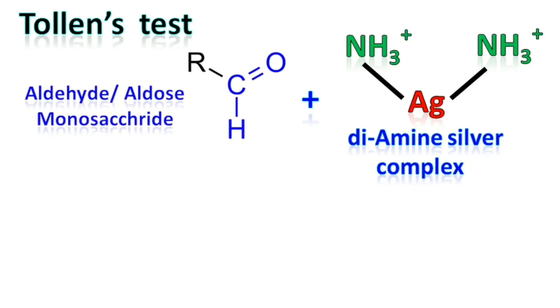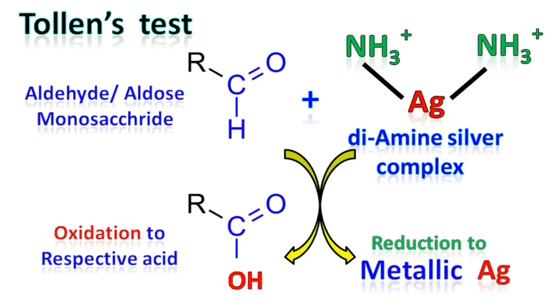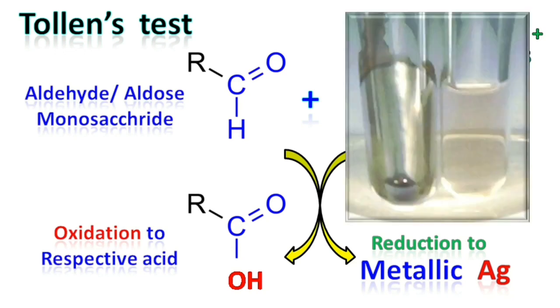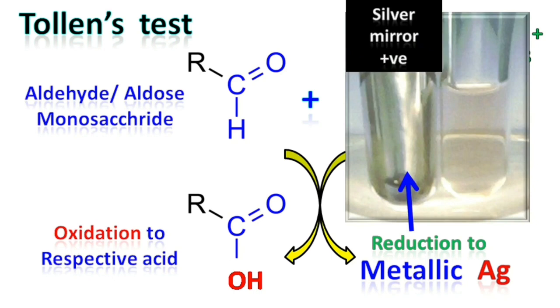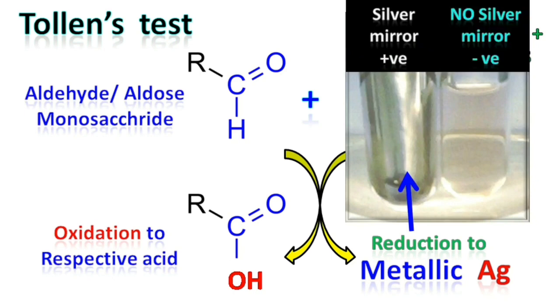When an aldehyde or an aldose monosaccharide reacts with diamine silver, the aldehyde group is oxidized to acid while the silver ions are reduced to metallic silver. The reduction of silver ions to metallic silver results in a formation of silver mirror on the surface of the test tube, which indicates a positive Tollen's test. Because of this reason, Tollen's test is also known as silver mirror test.